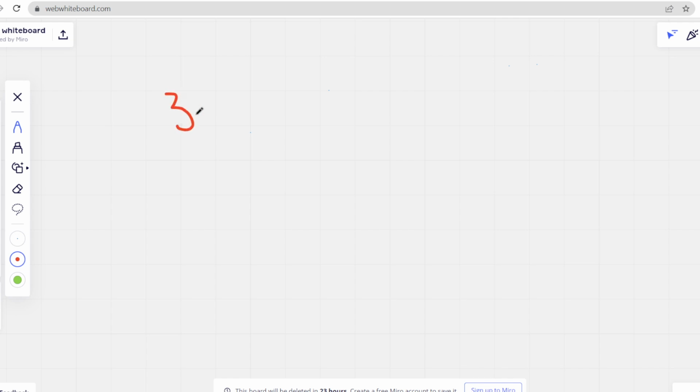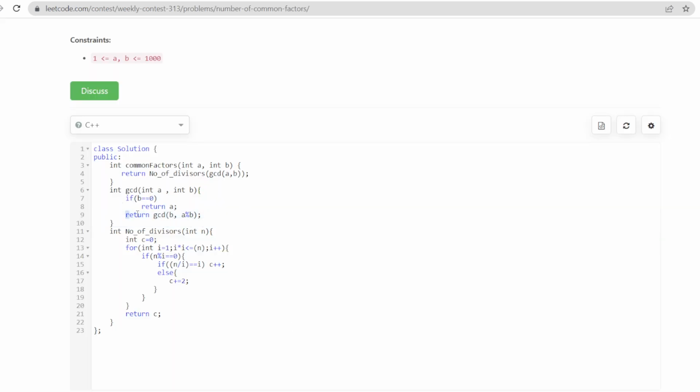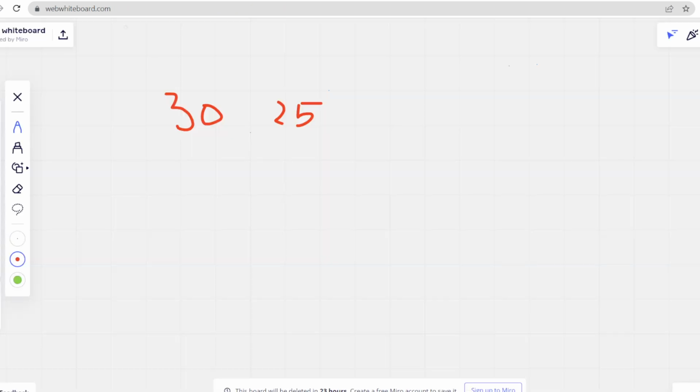Basically, let's take the third test case only, 30 and 25. What Euclid's algorithm says is, we are recursively calling this function and passing b in here and a mod b in here, right? And the base case is, if b becomes 0, return a. So basically, when b becomes 0, a will be the GCD, we would have obtained the GCD of the two numbers. So we will take a and b here, and then we will take a mod b here.